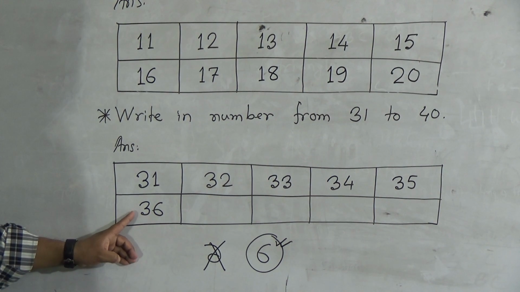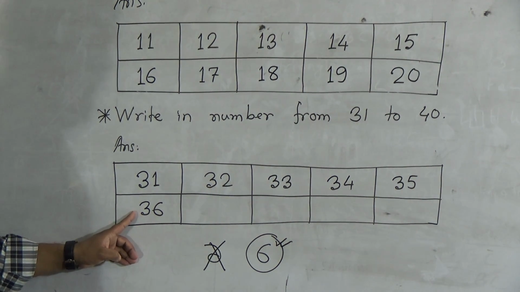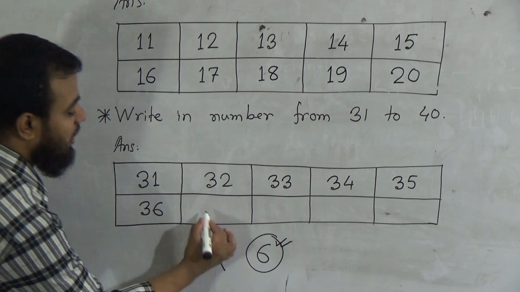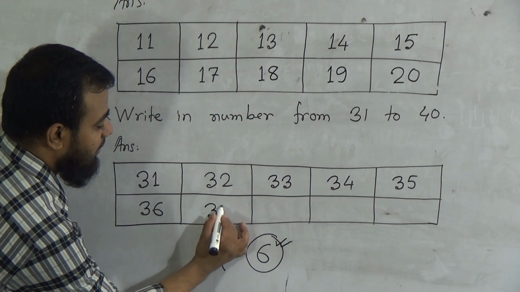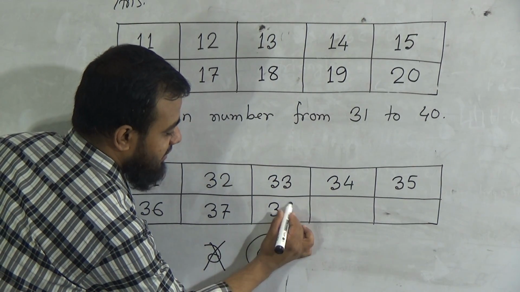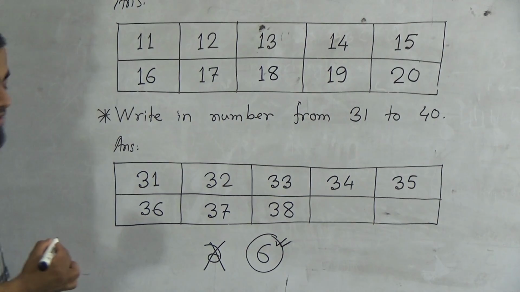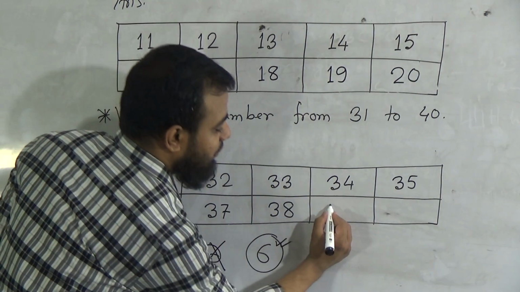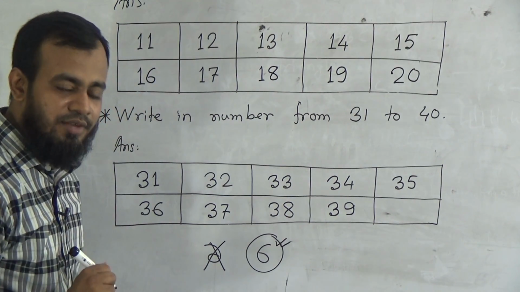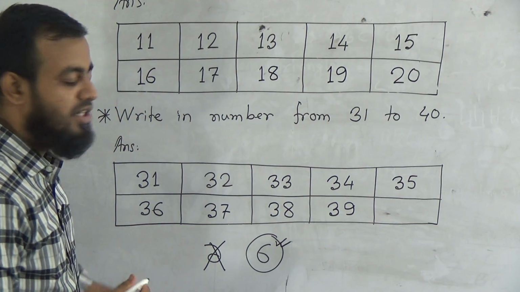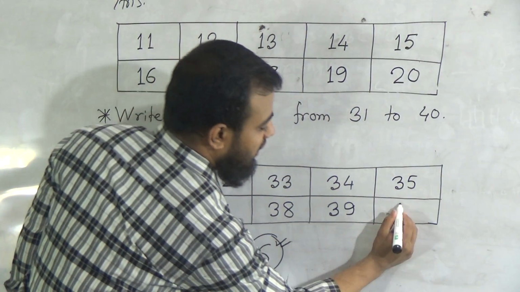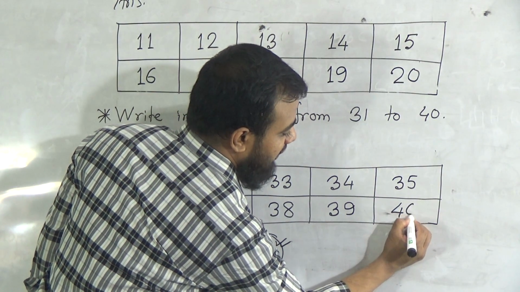Now, after 36, the number comes which is 37. In the right box, like previously, you should write down the next numbers. 3 and 7 makes the number 37. After that, 38. 3 and 8 makes the number 38. After 38, the number comes which is 39. 3 and 9 makes the number 39. And after 39, the number comes which is 40. The last number is 40, and we have the last box here. 4 and 0 makes the number 40.